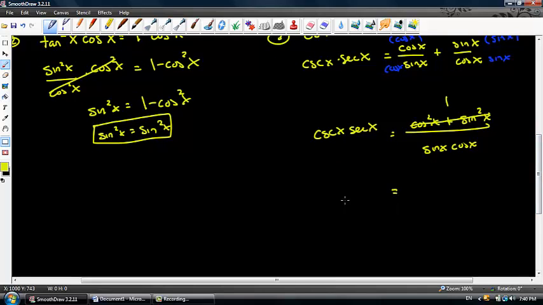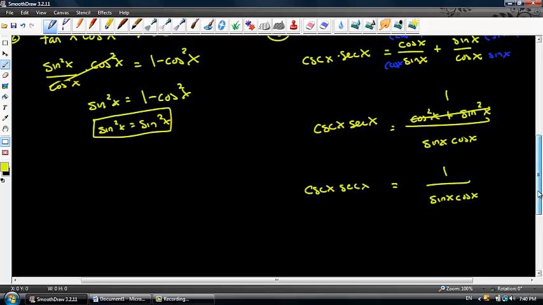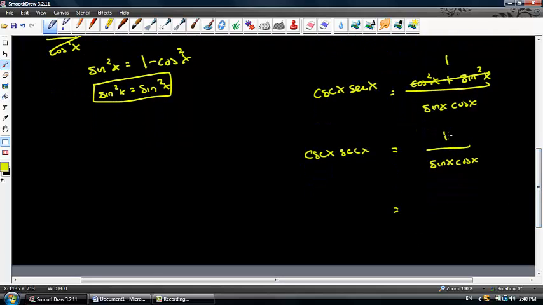And so what I've got here is cosecant x times secant x equals 1 over sine x cosine x. Now from here I'm going to go ahead and do an algebraic split. Because I have 1 over 2 separate denominators being multiplied, I can say that it's really 1 over sine x times 1 over cosine x. If you're not sure about what happened there, 1 times 1 equals 1, and sine x times cosine x equals the common denominator.